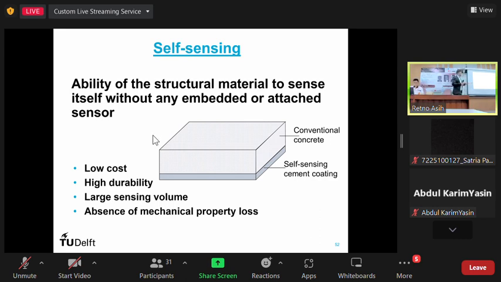In this case, for example, we have a self-sensing cement coating, which is a conductive material. When it is damaged, the electrical resistance of this layer changes. From the change and variations, you can understand what's happening in the structure. Then maybe you can fix it.